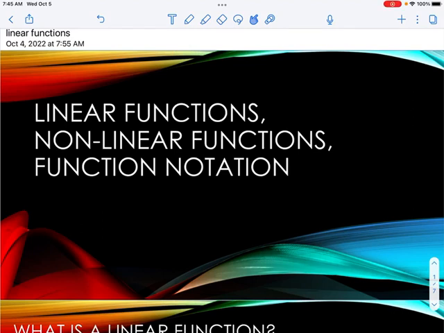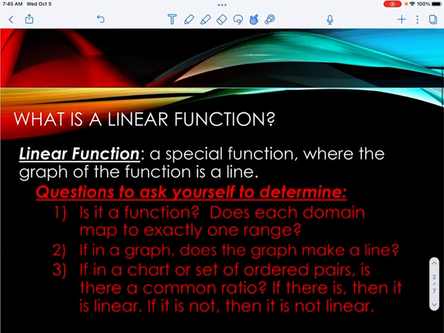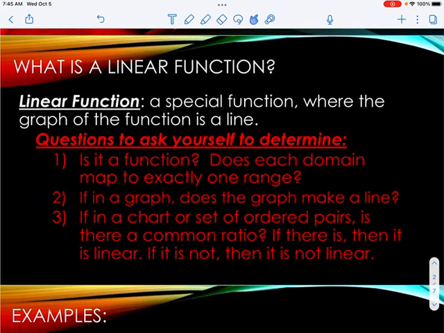All right, today we're going to be talking about linear functions, nonlinear functions, and function notation. So the first thing we're going to talk about is what is a linear function?